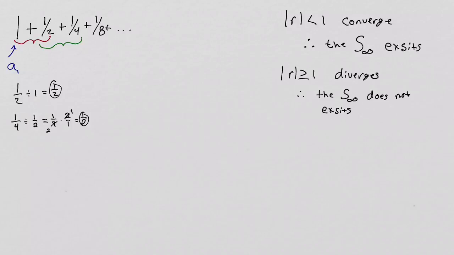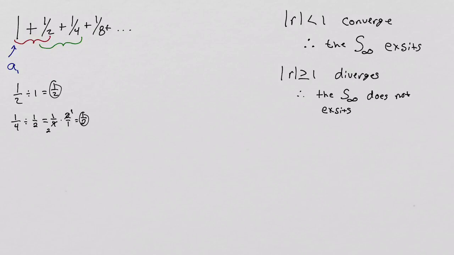Now, before we can add to infinity, we actually have to take my r and take the absolute value. So my r is 1/2, and the absolute value of 1/2 is 1/2. If 1/2 is less than 1, this series is said to converge. These little three dots here mean therefore the sum to infinity exists. That means we're going to be able to add it to infinity. However, if you find your common ratio and the absolute value of r is greater than or equal to 1, it diverges. Therefore, the sum to infinity does not exist.